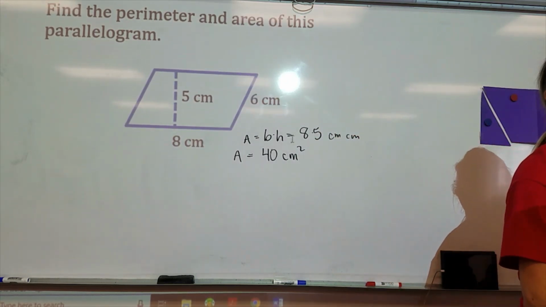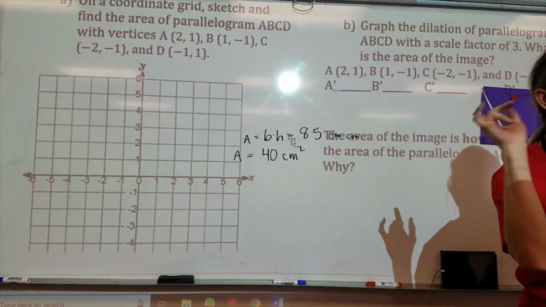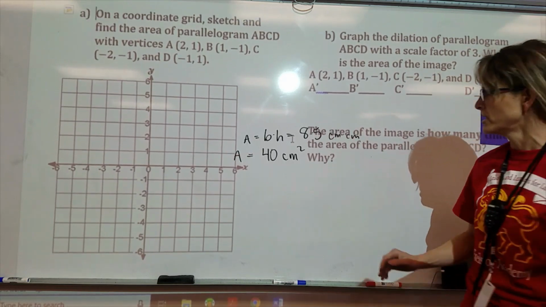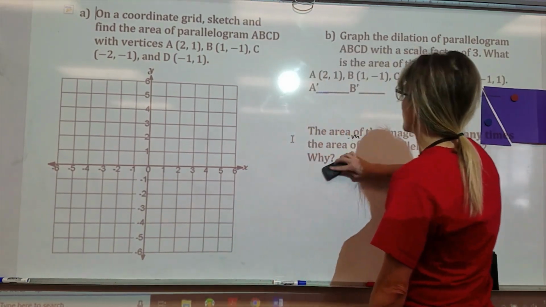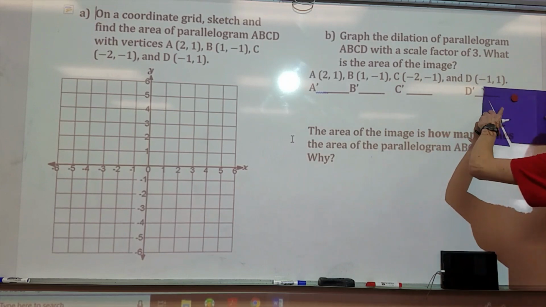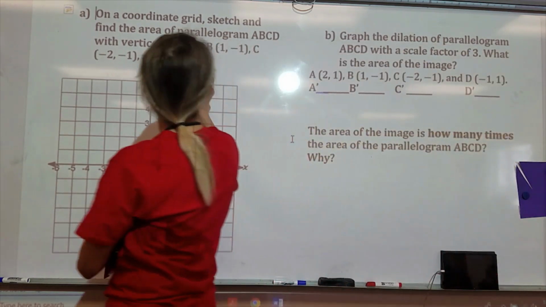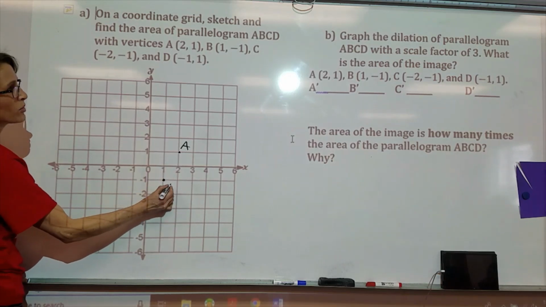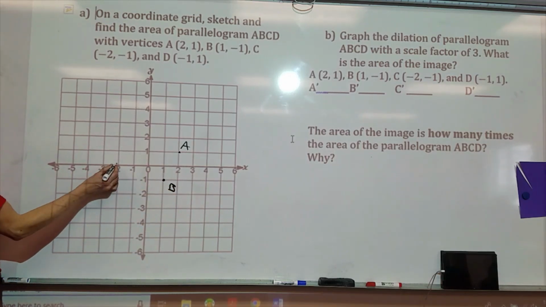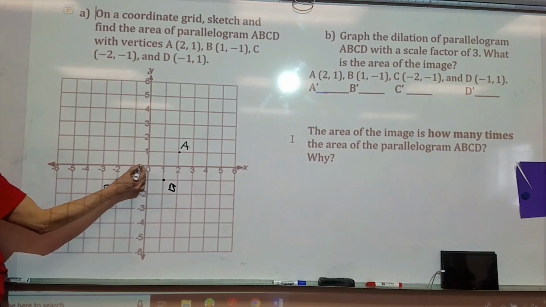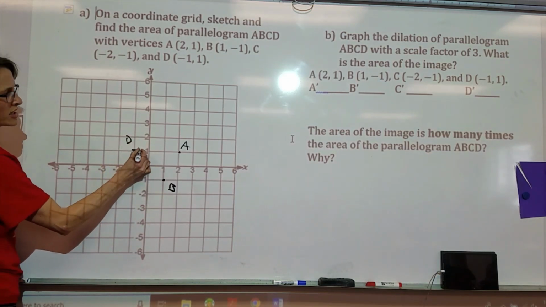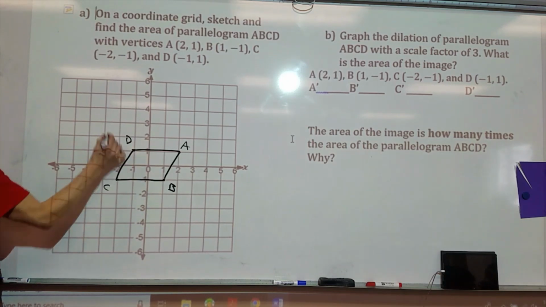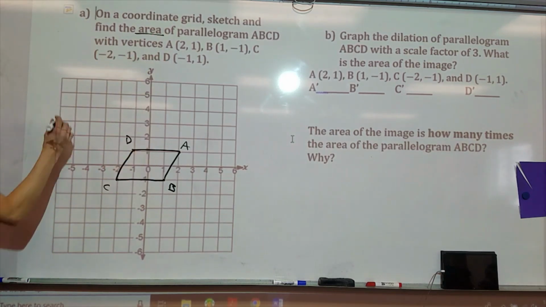So 2 dimensions. Let's do a graphing one. That was review. That was like a course 2, course 1 review, but I know for some it's been a while. So here's something new for course 3. We're going to graph it and dilate it, which is pretty fun. So let's graph. Point A is at 2, 1. Point B is 1, -1. C is at -2, -1. And then D is -1, 1. Let's connect these to make a parallelogram. And let's find the area.